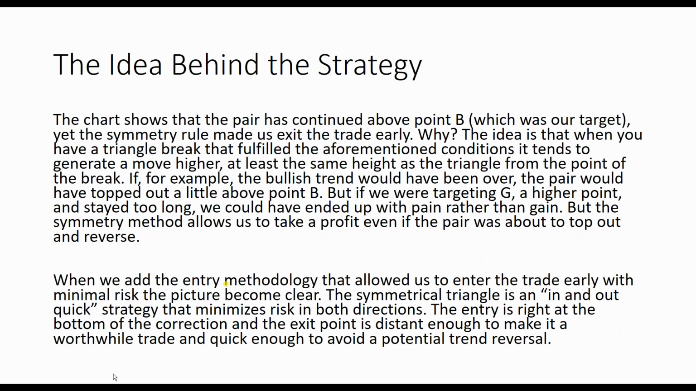So the chart shows the pair has continued above point B, which was our target. Yet the symmetry rule made us exit the trade early. Why? The idea is that when you have a triangle break that fulfilled the aforementioned condition, it tends to generate a move higher, at least the same height as the triangle from the point of the break. If, for example, the bullish trend had been over, the pair would have topped out a little above B.